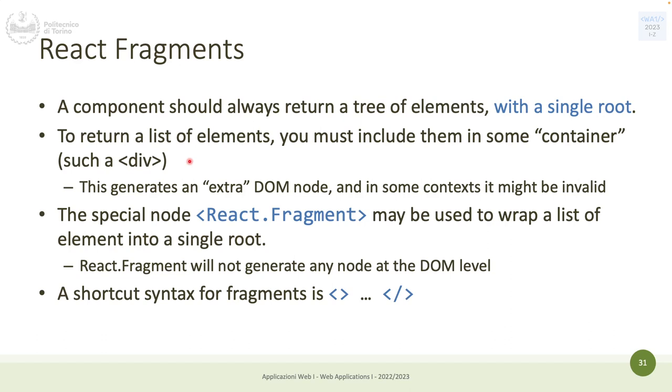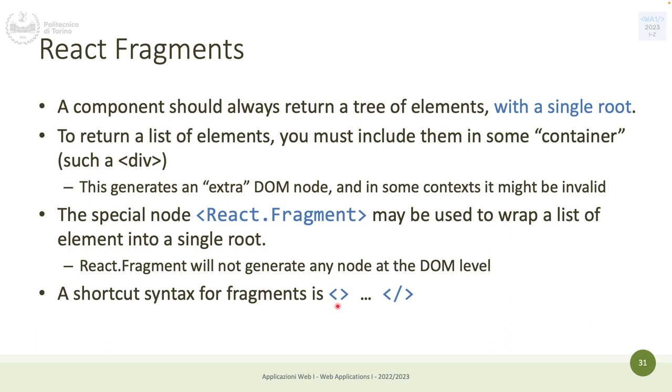So if you have more than one element returned, you have to put them together. You have to have a container that contains everything that you want to return, like a div. If you don't want to specify a div or a p, a specific element, you can use a React fragment, which is written just with minor and major signs, without anything in it.